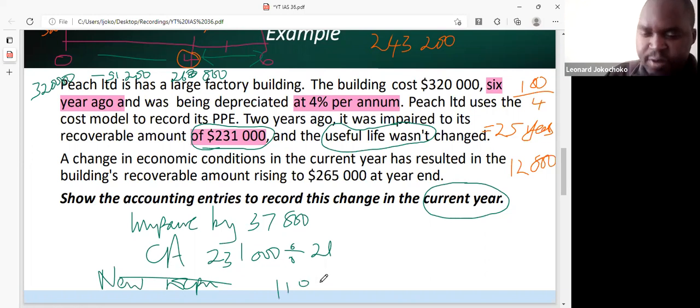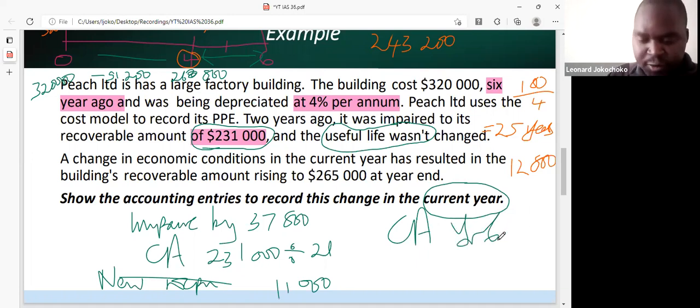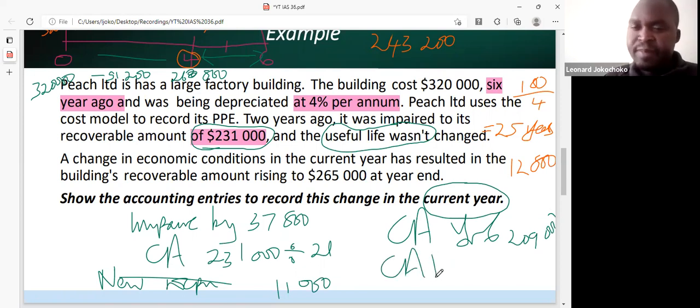So in year 5, we did depreciate 11,000. In year 6, we also depreciated 11,000. It means that the carrying amount in year 6 is now 231,000 minus 11,000 minus 11,000. That is, it is now 209,000. This is what I called carrying amount with impairment. So we have the carrying amount with impairment in year 6 is 209,000.